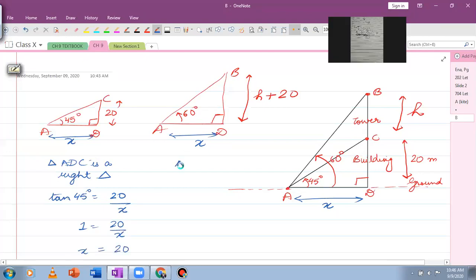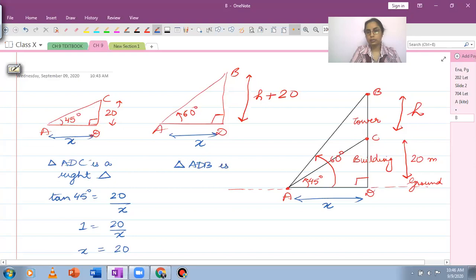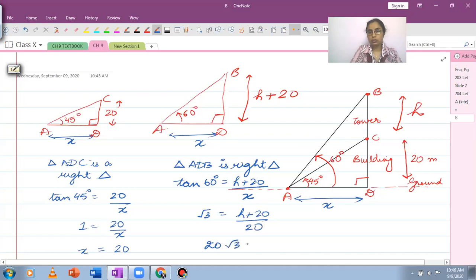And in the second triangle, triangle ADB, this is also a right triangle. So I can apply now tan 60. H plus 20 over x. Tan 60 is root 3. I have the value of x, so I'm just going to use that. So this becomes 20 times root 3 equals h plus 20.